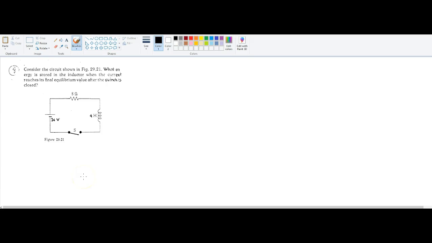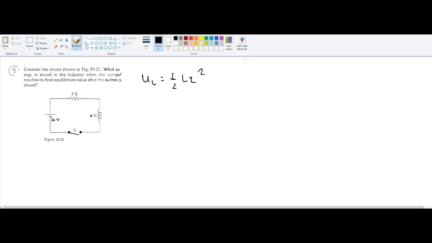The circuit, figure 29.21. What energy is stored in the inductor when the current reaches an equilibrium value after the switch is closed? Okay, so on your formula sheet as well as in your notes, you have the following formula for the energy of an inductor. Energy of an inductor is equal to 1/2 L i squared. So all I need is my current, and they want to know once it reaches equilibrium.